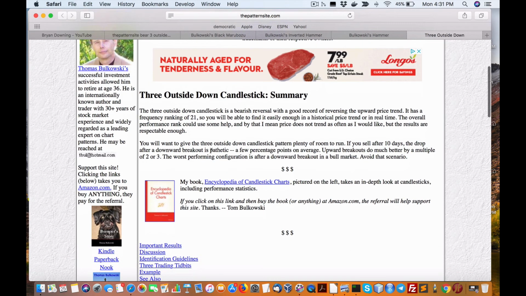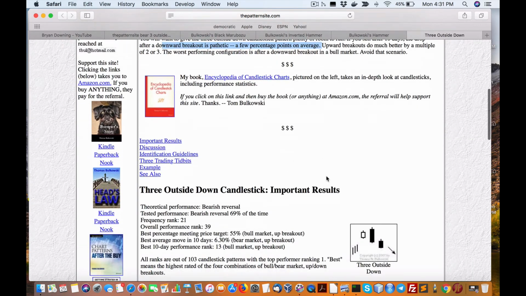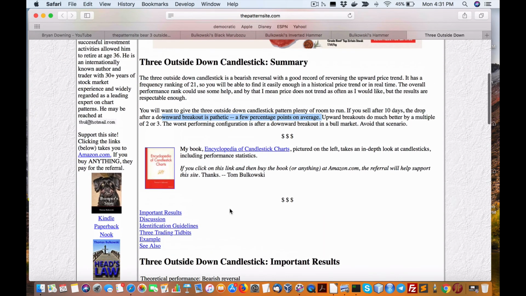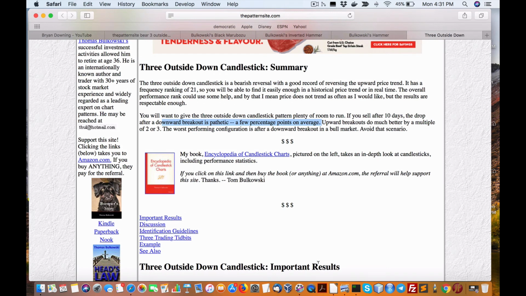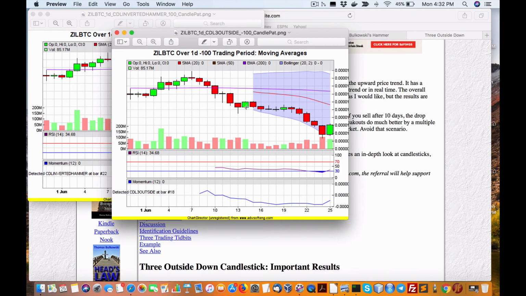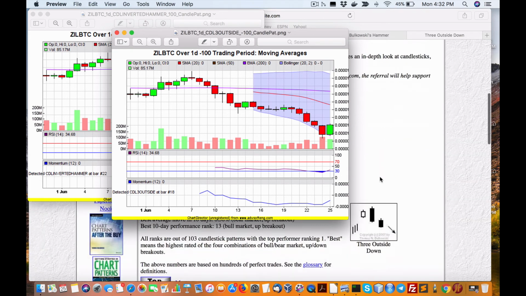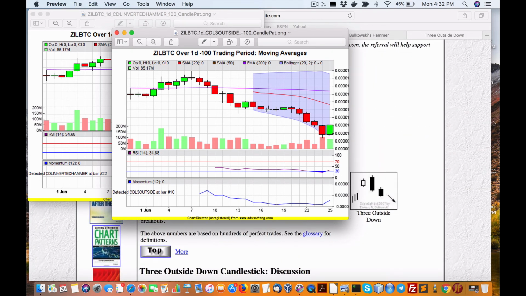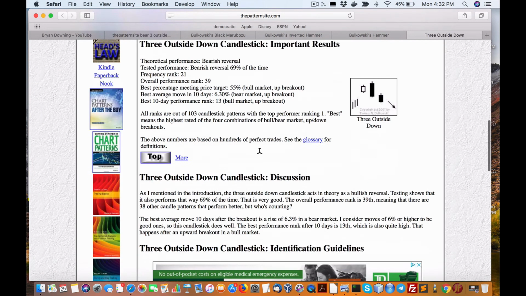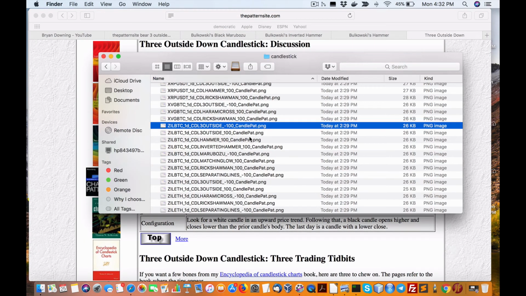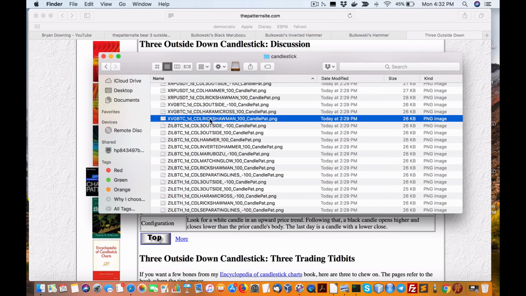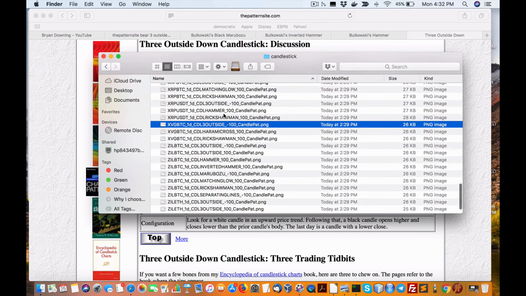Now, if you read this part, this may be accurate. Upward breakouts do much better by multiples of 2 or 3. The worst performing configuration, downward break. It's the performance, so it's pretty accurate. So that looks like it's valid along here because we have this. And then it just drops somewhat. Not sure, but I'll keep it. Okay. So we're going to get rid of Rickshaw Man, outside hammer.